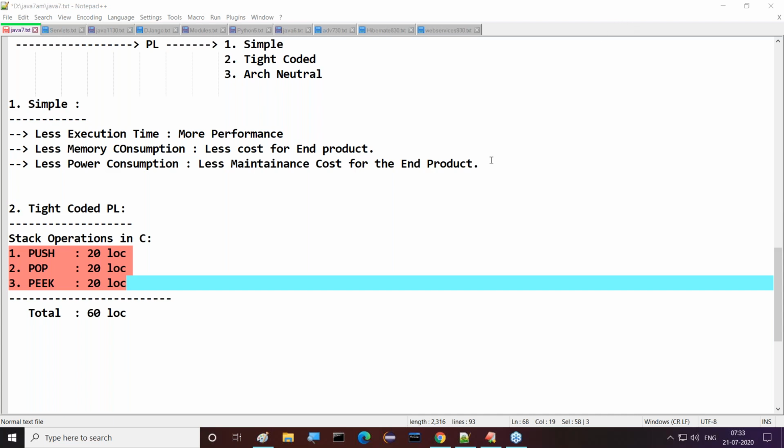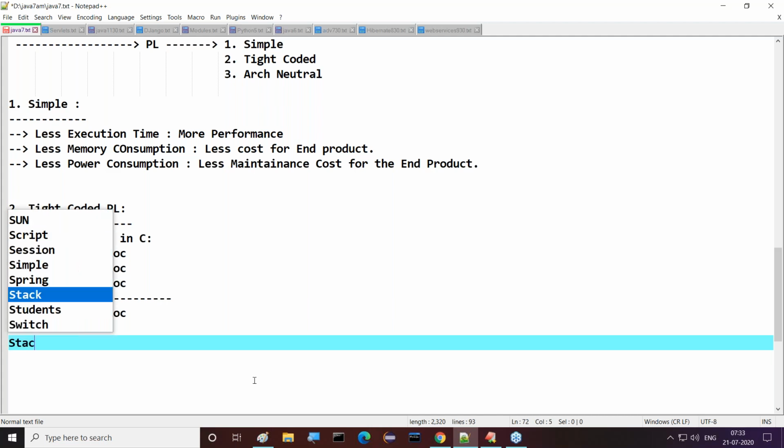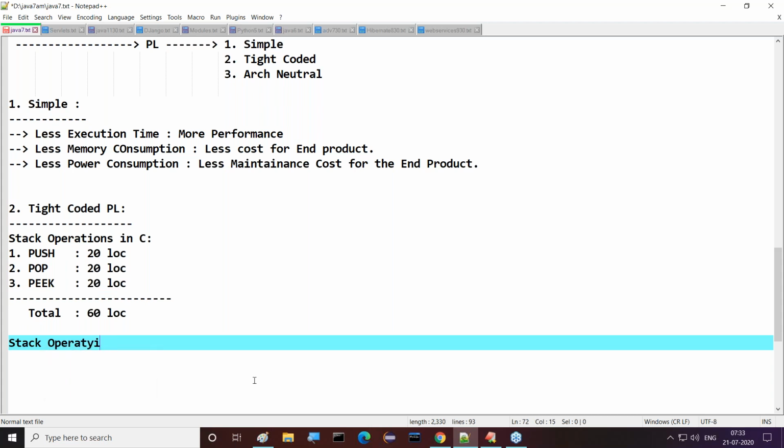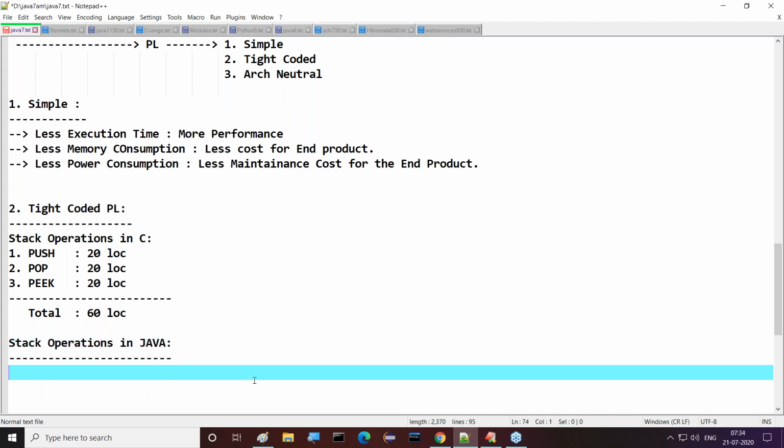That's fine. Good. Similarly, I want to perform the stack operations in Java. How are we able to perform stack operations in the case of Java? Same stack operations in Java. Observe carefully. I want to write a small code, not required to understand it. Just I want to write a small code.